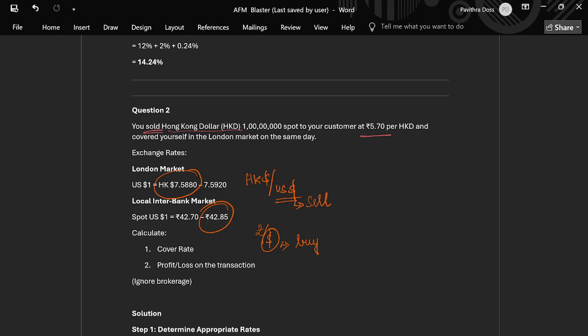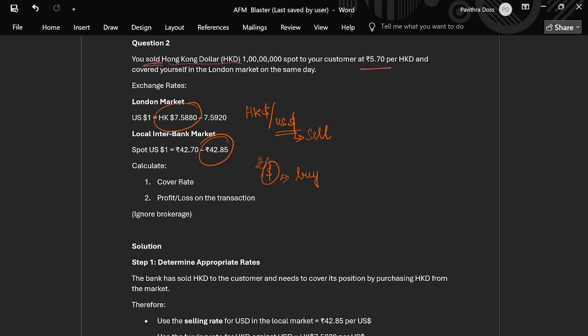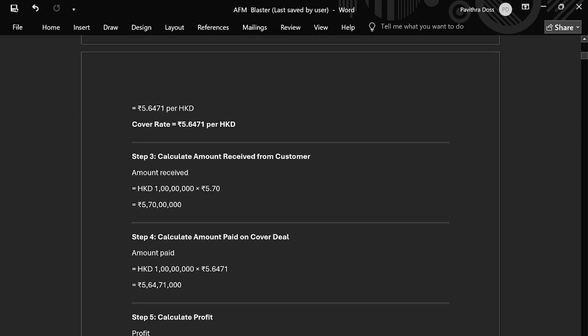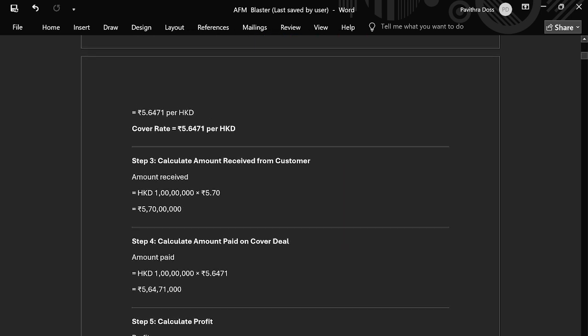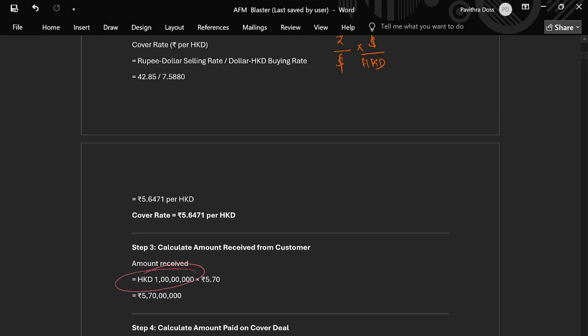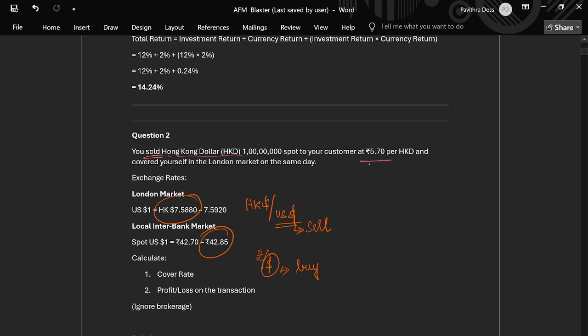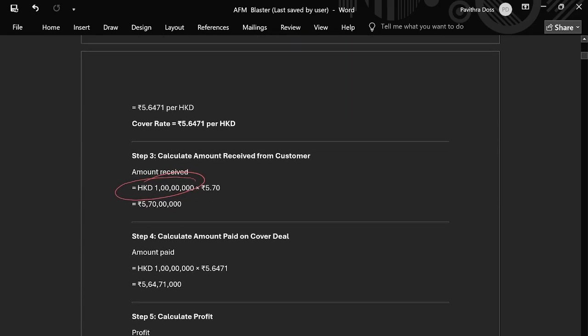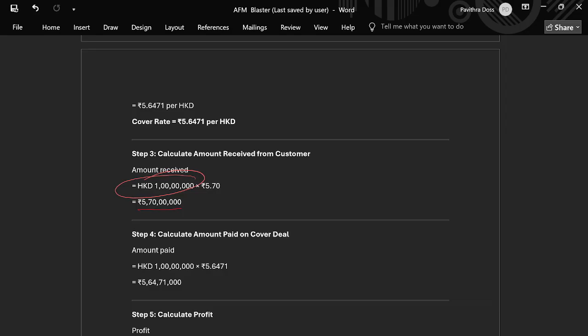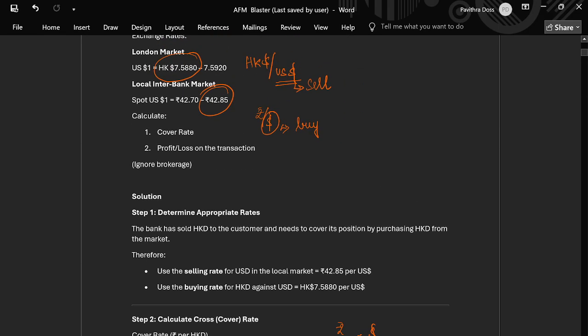So what we have done, we have sold. Let us take it up step by step. So we have sold. What is the amount which we could have received? We'll write that first, right? So we have sold Hong Kong dollar 1 crore and it is for 5.70 rupees per Hong Kong dollar. So 1 crore into 5.7 gives about 5 crore and 70 lakh. 5 crore and 70 lakh is the amount that we have received.